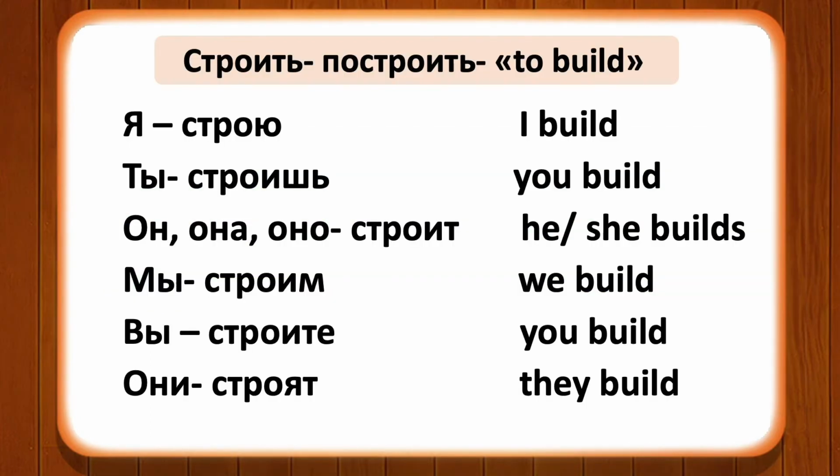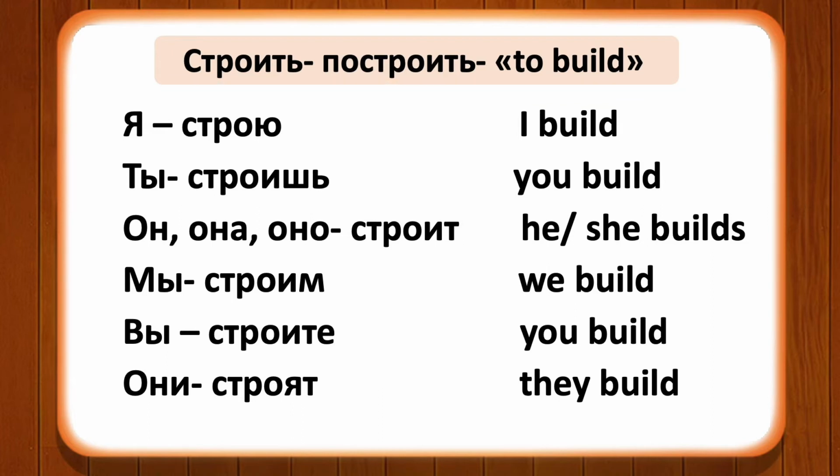Next verb is stroich, and the perfective aspect is pastroich. It means to build, and it answers the question shto. Conjugation of the verb pastroich will be the same as stroich. You have to add a prefix in front of the verb stroich to make the perfective aspect pastroich. So now I am conjugating the verb stroich.